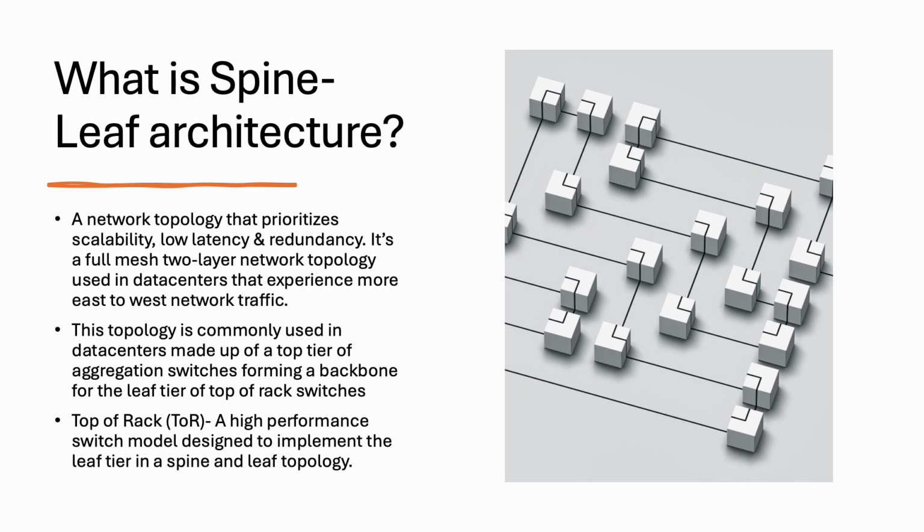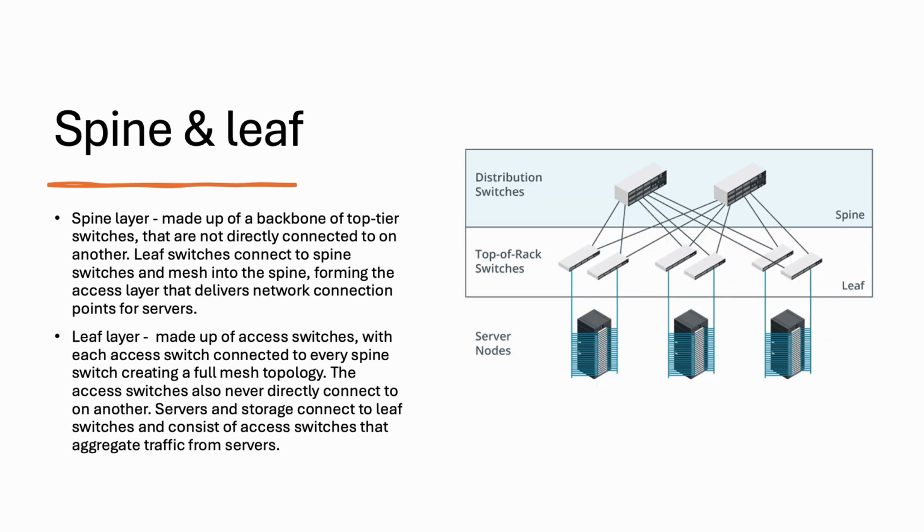This topology is commonly used in data centers made up of a top tier of aggregation switches, which form the backbone for the leaf tier of top of rack switches. Top of rack, or TOR, is a high performance switch model designed to implement the leaf tier in a spine and leaf topology. In this next slide, I'm going to explain the different layers of spine and leaf.